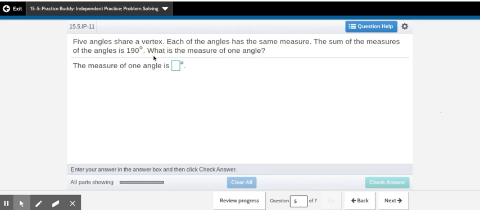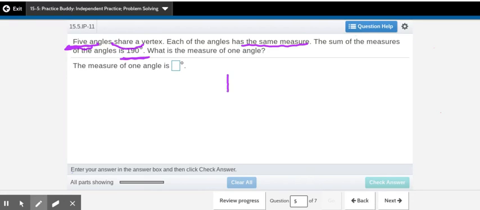So basically, guys, remember, there's a lot of words that I wanted to underline here. That gives me a little hint as to what I'm doing. First and foremost, that word share. Anytime I see that word share, and then it says like even or the same measure, something like that, that means I'm doing division. So I'm dividing what? I'm dividing 5, obviously. 5 and something else. What's the only other thing that it gives me? 190 degrees. So because I'm sharing the vertex and each angle has the same measurement, I'm going to divide.